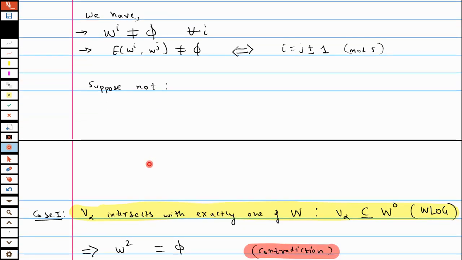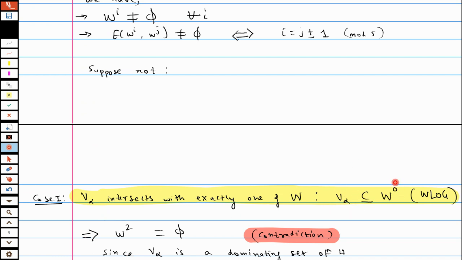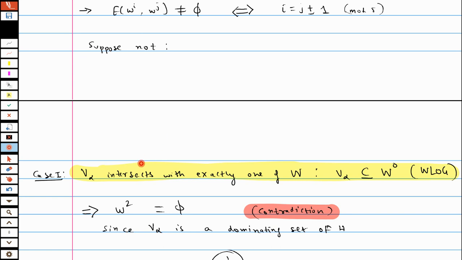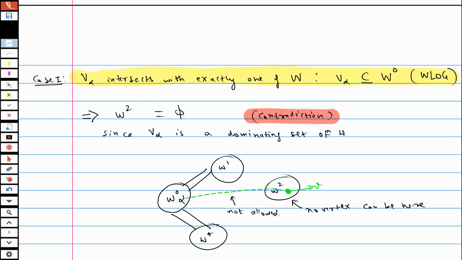The first case is that all of V alpha is in only a single witness set. In that case, let's say V alpha is a subset of W0 without loss of generality. Then W2 is empty, because if there is some vertex in W2, then that vertex will also have an edge to W0, since V alpha is a dominating set. Since all of the alphas are here, that vertex will have an edge to some V alpha, and hence this is not a witness set. So this is a contradiction.